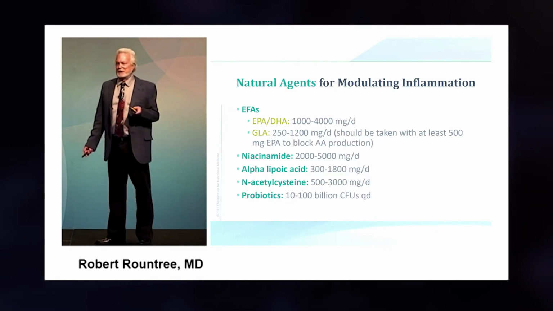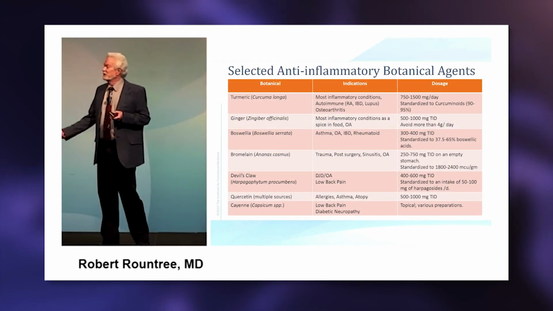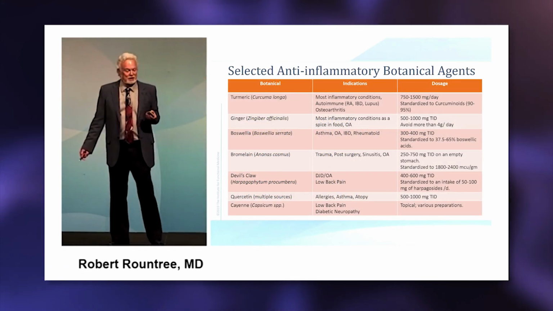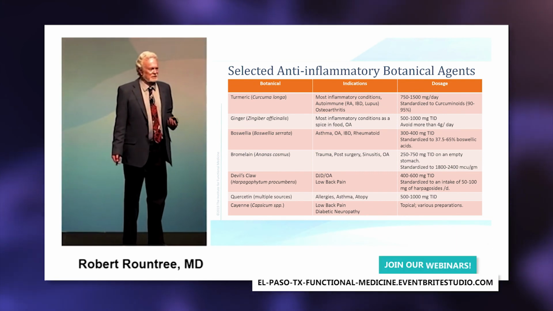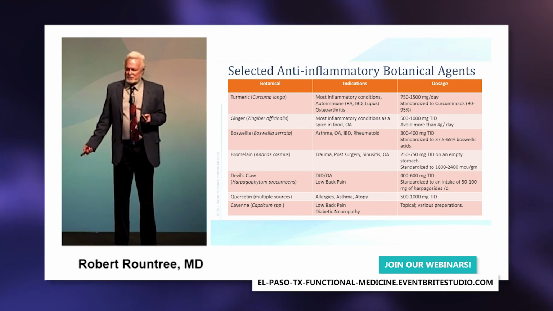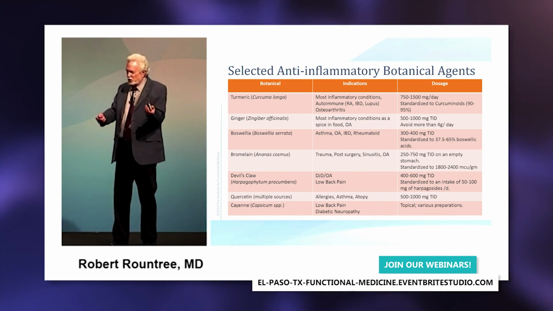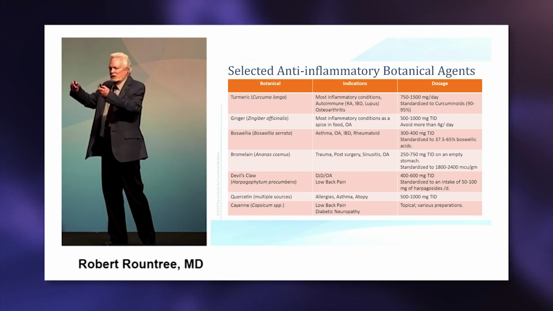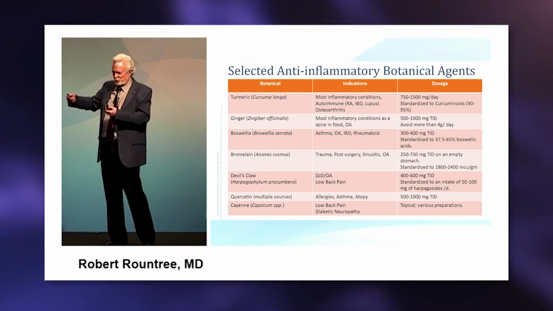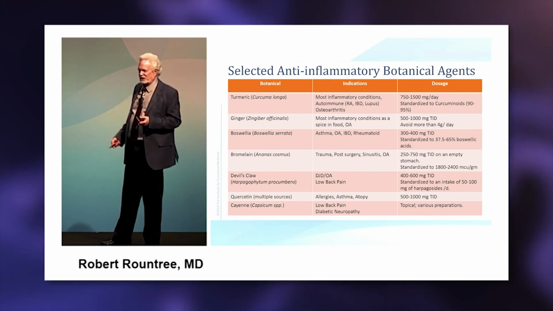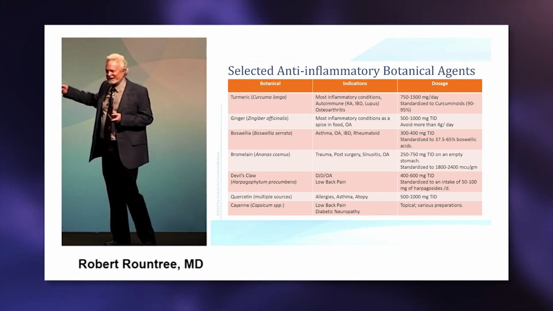Fish oil, niacinamide, alpha-lipoic acid, NAC, probiotics. Turmeric, ginger, boswellia, bromelain, devil's claw. There's a long list of them. Start with one. I recommend curcumin for most people, right? It's a really good herb to get to know, start working with it, get a sense of what works well for your patients and in what dose and how do they tolerate it. But there's a long list of them that are worth becoming friendly with.